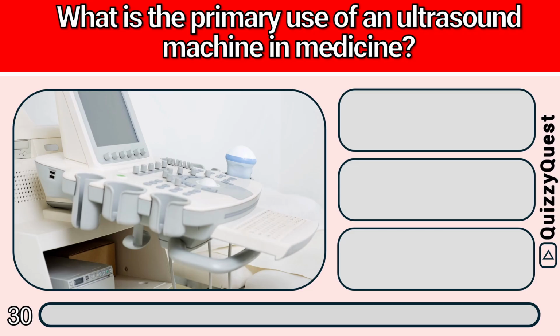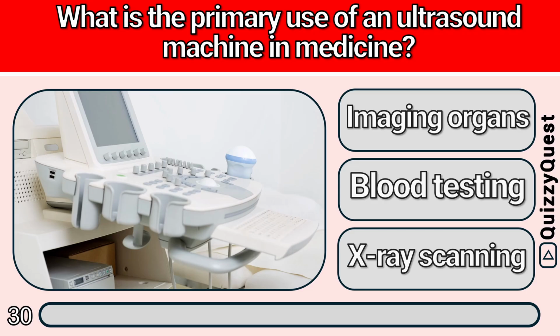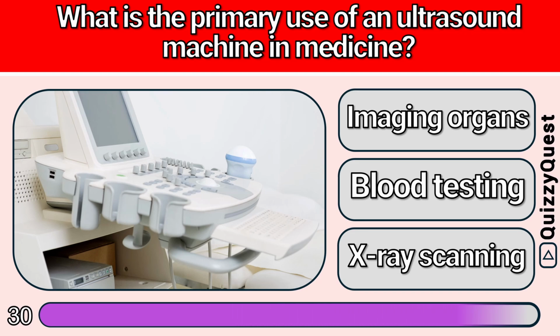What is the primary use of an ultrasound machine in medicine? Is it A, imaging organs, B, blood testing, or C, X-ray scanning? It is A, imaging organs.